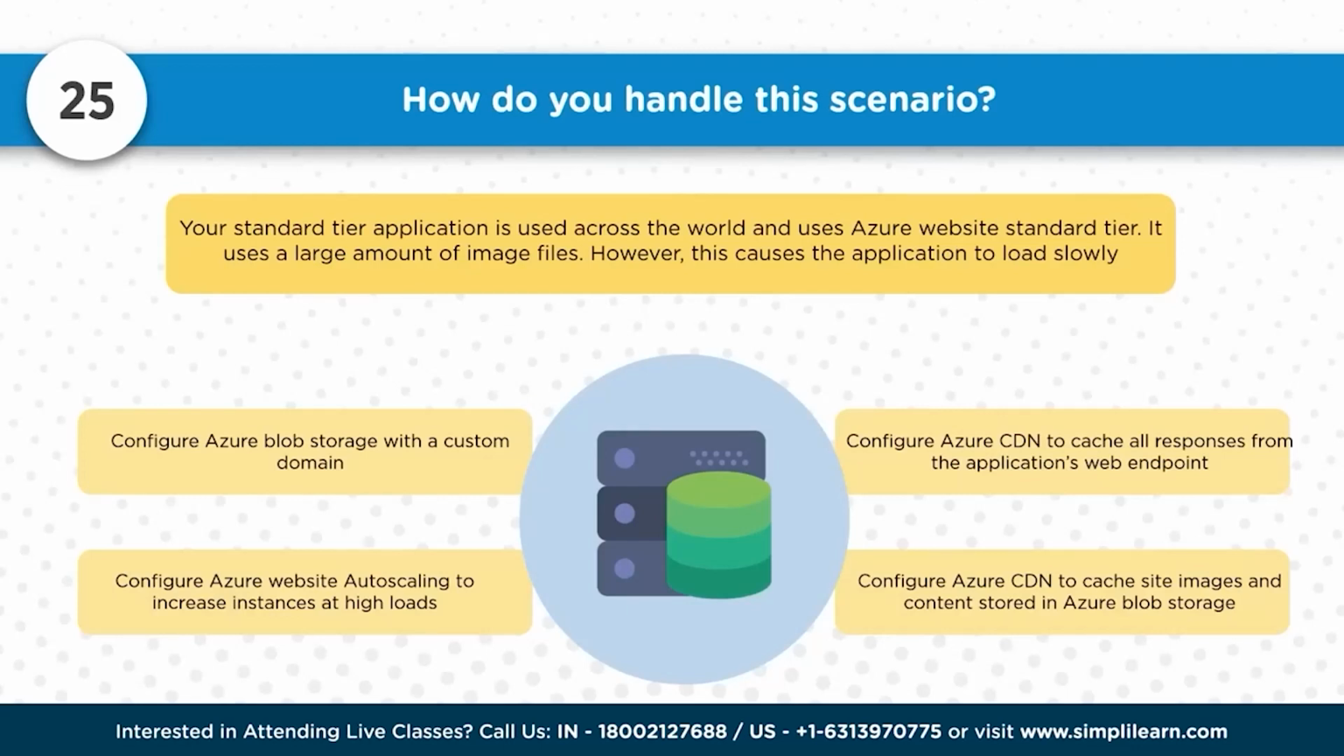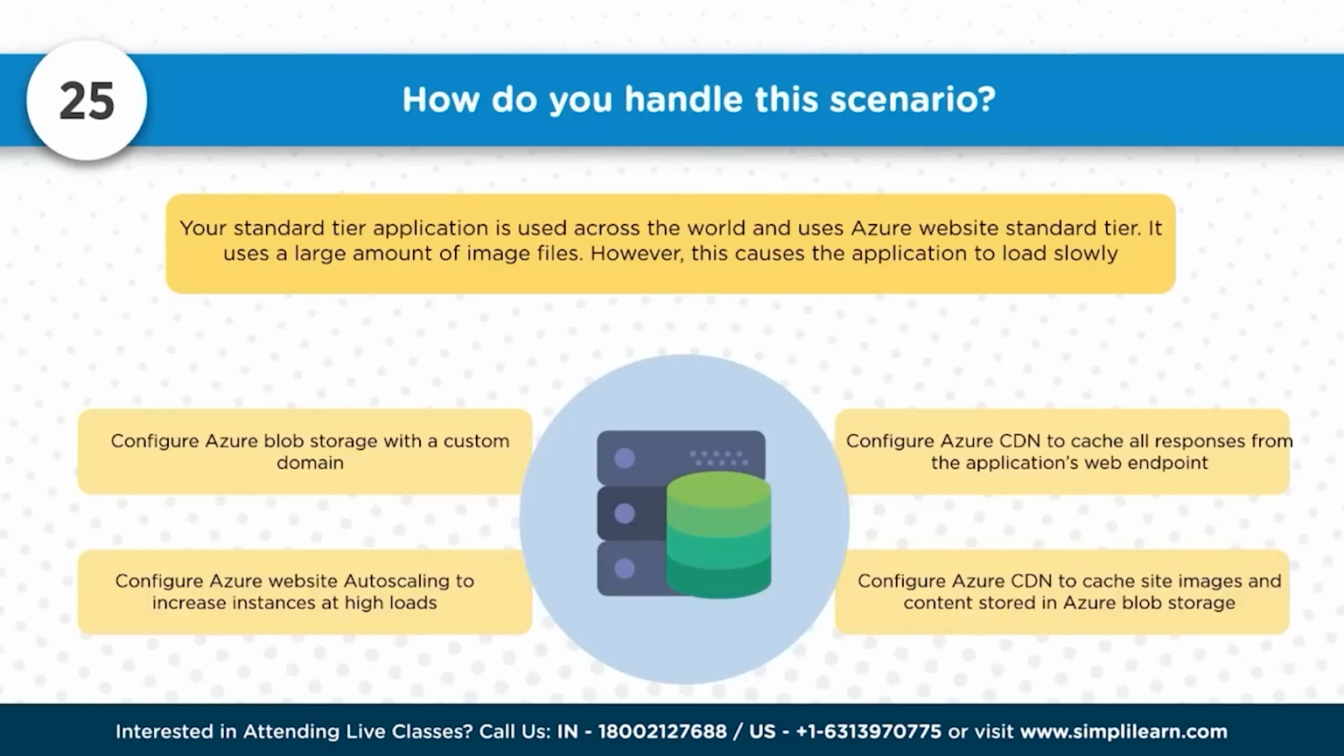Let's see. Configure Azure CDN to cache all responses from the application's web endpoint. A CDN could be the right answer, but look at that. It says a CDN to cache all responses from the application's web endpoint. CDN is not designed for that. Though it can do it, that's not the best way to use a CDN. The proper design for CDN would be to cache the frequently used content. In other words, cache the static content, which is photos, videos, logos, pictures, and a lot more. Static content that never changes.